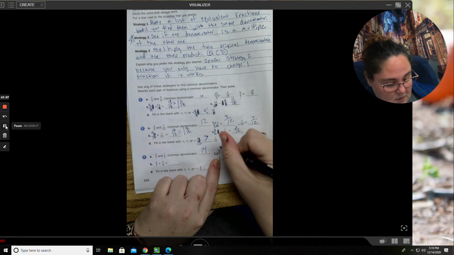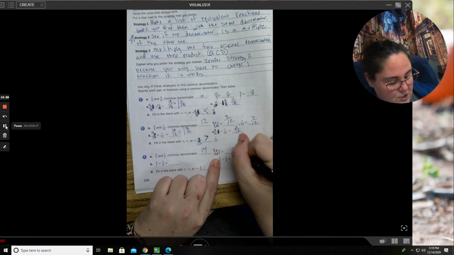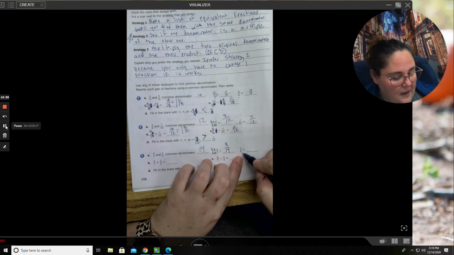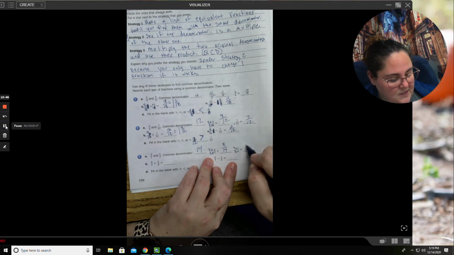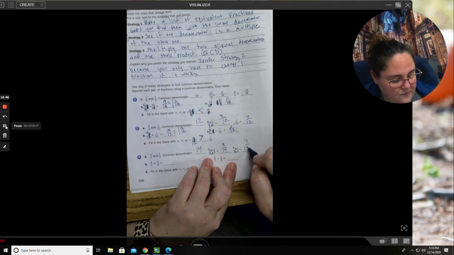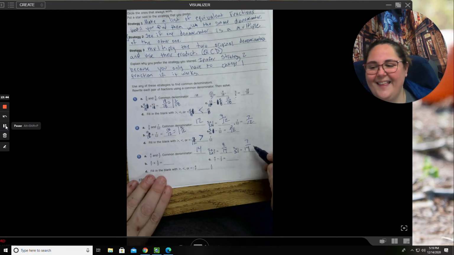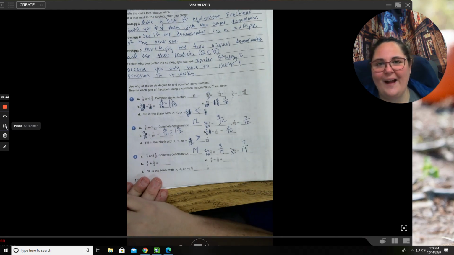So 7 times what equals 14? Times 2. 2 times 4 is 8. Great. All right, 2 times 7 equals 14. All right, 7 times 1 is 7. There are my new fractions, 8/14 and 7/14.